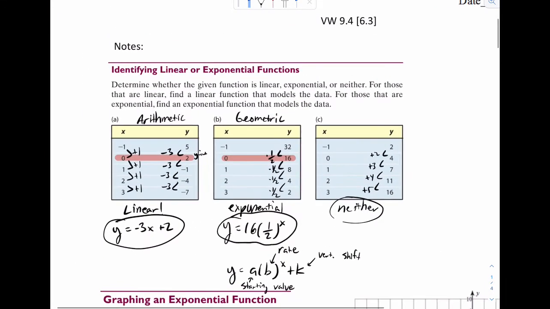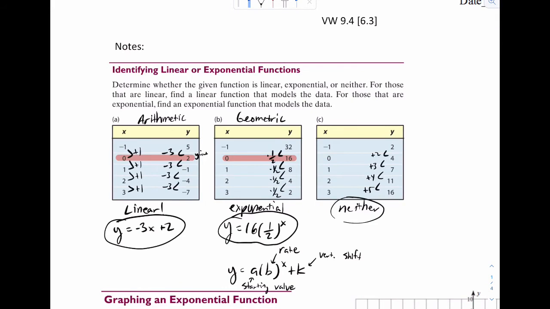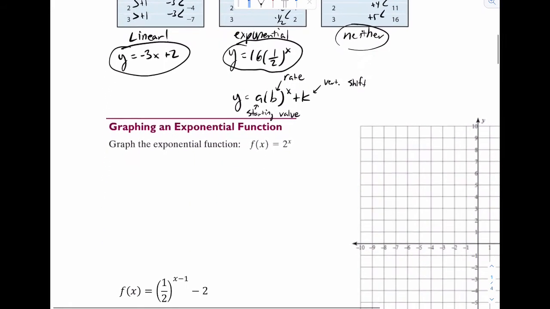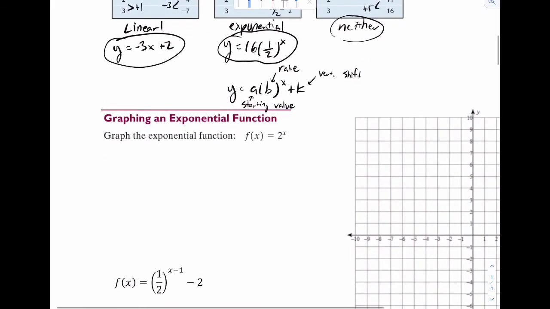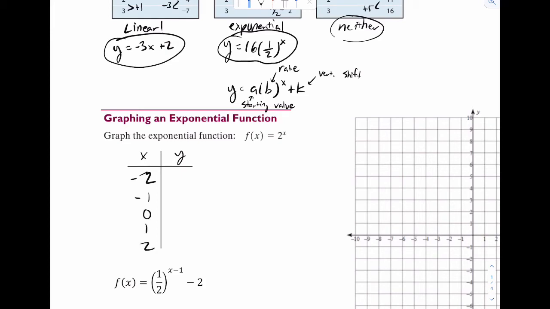Okay, so that's our part 1, looking at tables here. Now let's talk about the actual graph itself. So now we're going to graph this thing, 2 to the x. So just to make sure we understand, I want to make a chart here. Let's start with -2, -1, 0, 1, 2.